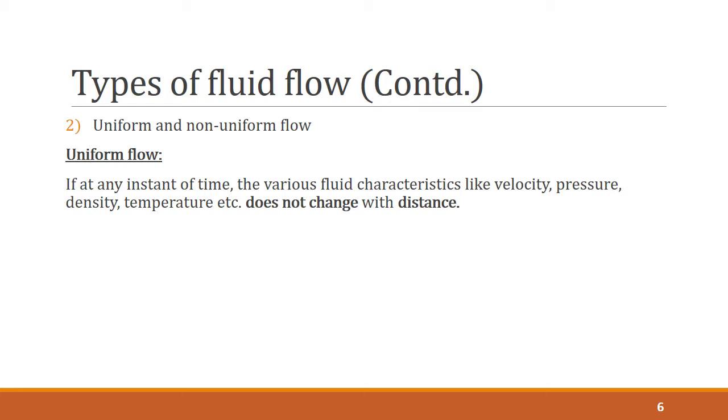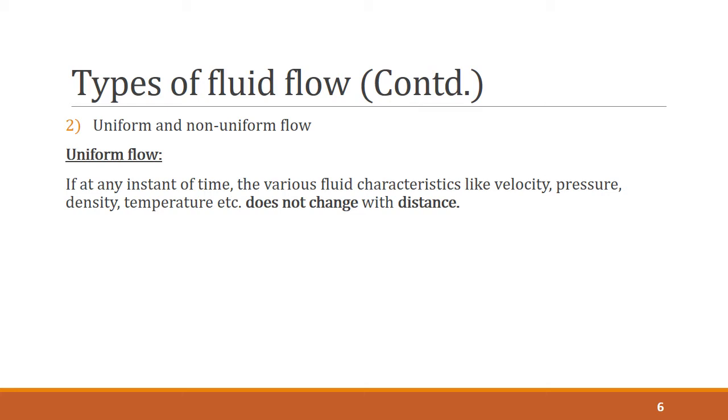There are 5 people standing at different positions along the flow, and they are asked to measure the density, velocity, pressure, temperature, etc. at the point at which they are standing, at a particular instant of time. And they notice that all their characteristics have the same value. That is, velocity at point A will be equal to velocity at point B will be equal to velocity at point C, like that.